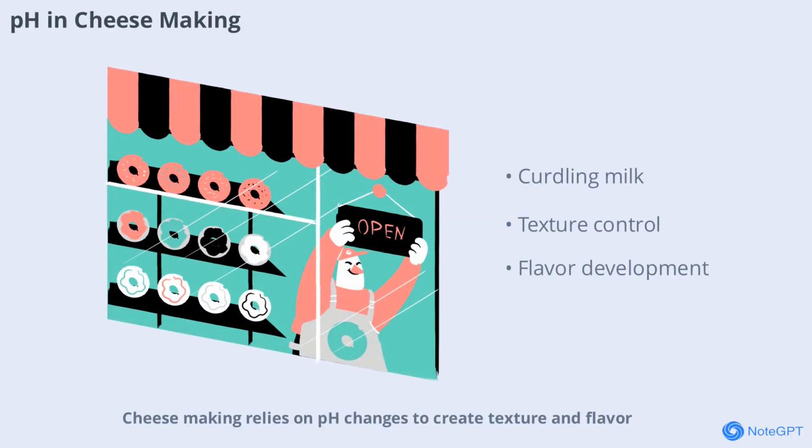Cheese making relies on pH changes to create texture and flavor. Bacteria lower the pH of milk, causing it to curdle and form cheese. Monitoring pH helps cheesemakers control the process and produce consistent, delicious cheese. Understanding pH is essential for anyone interested in making cheese at home or professionally.